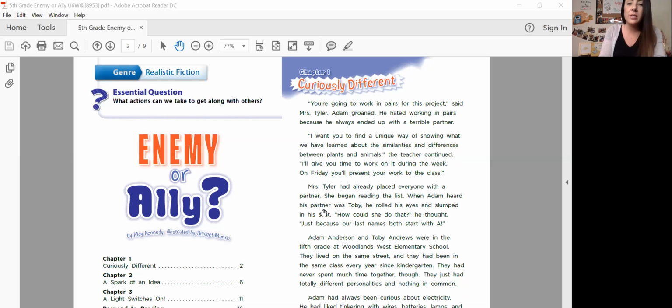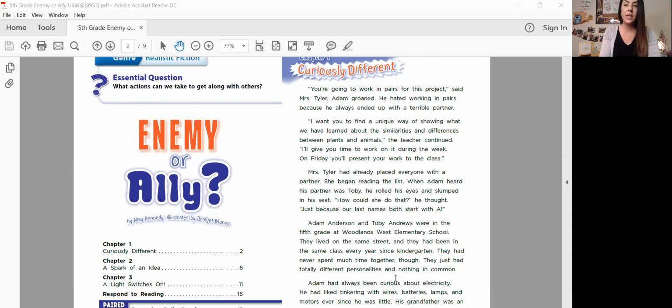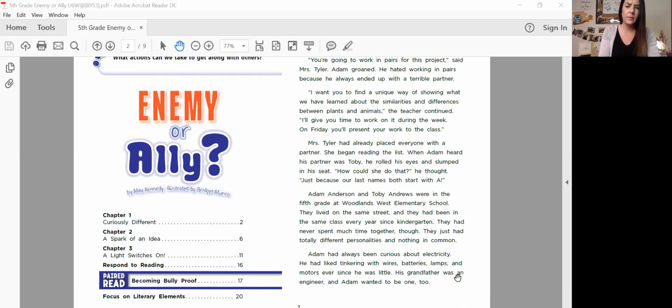When Adam heard his partner was Toby, he rolled his eyes and slumped in his seat. How could she do that, he thought, just because our last names both start with A. Adam Anderson and Toby Andrews were in the 5th grade at Woodlands West Elementary School. They lived on the same street, and they had been in the same class every year since kindergarten. They had never spent much time together, though. They just had totally different personalities and nothing in common.